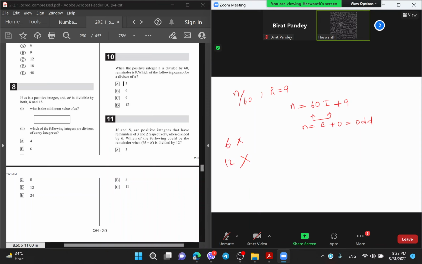And if you look at this 60i plus 9, any number of the form 60 into some integer plus 9 will definitely be a multiple of 3. 60 is a multiple of 3, 9 is also a multiple of 3. Sum of two multiples of 3 will be a multiple of 3.